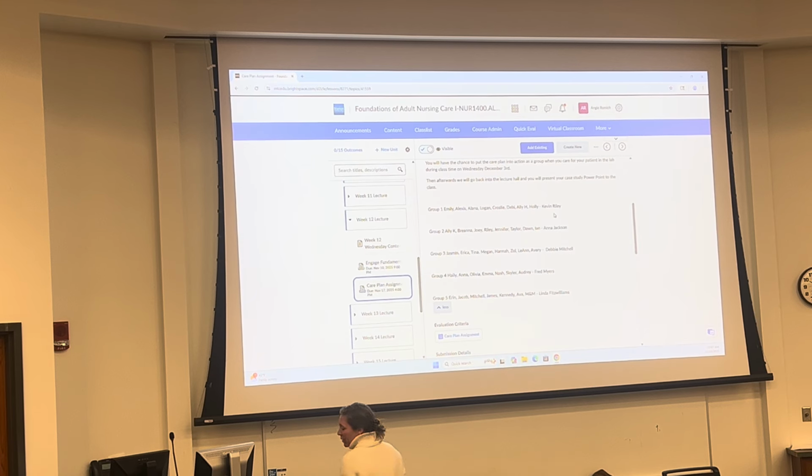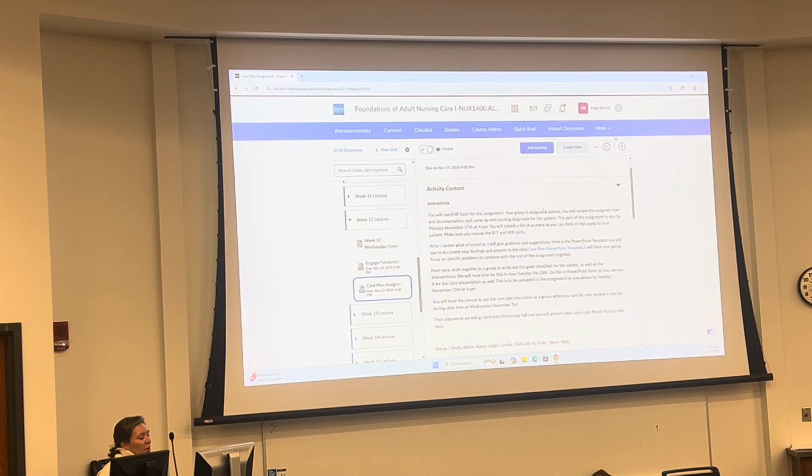So if we look at your instructions here, you're going to use EHR Tutor, like I said, and that's in your ATI resources. You're going to find your patient. You're going to review the assigned chart and documentation. And then you're going to come up with nursing diagnoses, which are patient problems, right? So you're going to look at the data and say, well, it's clear this patient has impaired tissue integrity, or it's clear this patient has infection or impaired mobility, okay?